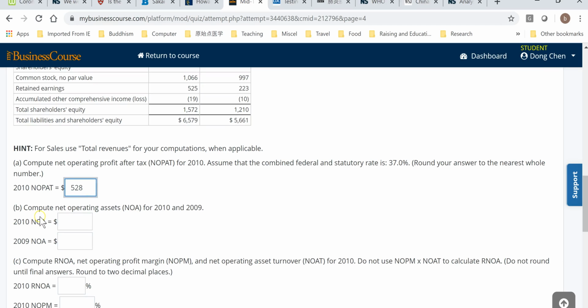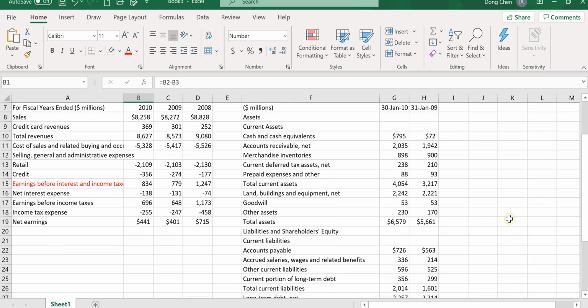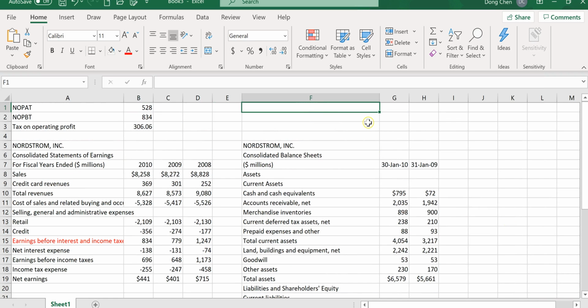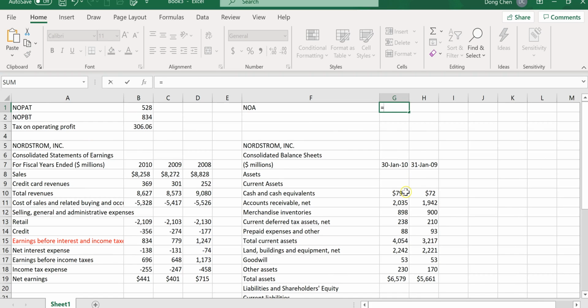So part B, compute net operating assets for 2010 and 2009. So net operating asset. Let me use this space here. For this we have to go to the balance sheet. Let me highlight the items relevant for the calculation first.